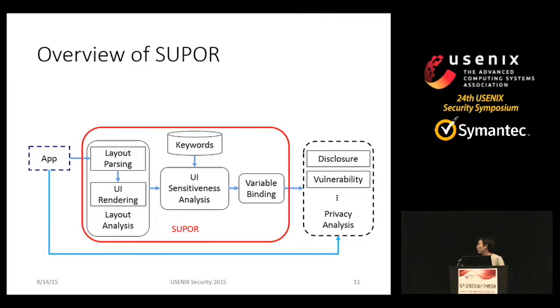Okay, then we come to the whole view of SUPOR. SUPOR takes a mobile app as input and outputs the bindings of the sensitive user inputs and the variables in the code to enable further analysis. SUPOR itself consists of 3 steps. The first step is to analyze the statically defined layouts, which includes static parsing and rendering. Then SUPOR determines the sensitiveness of the input fields via some techniques. And at the end, it binds the discovered sensitive user inputs to the variables in the code.